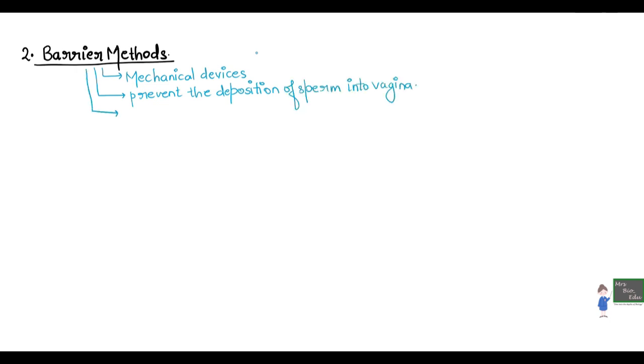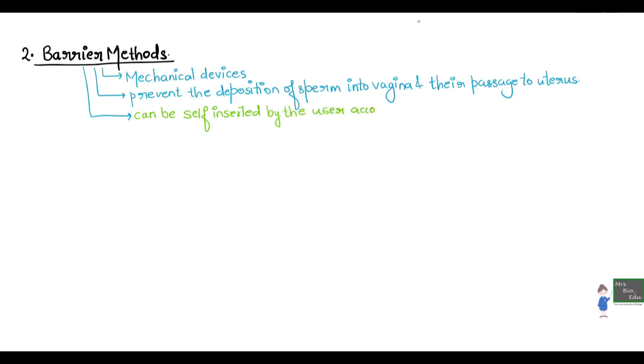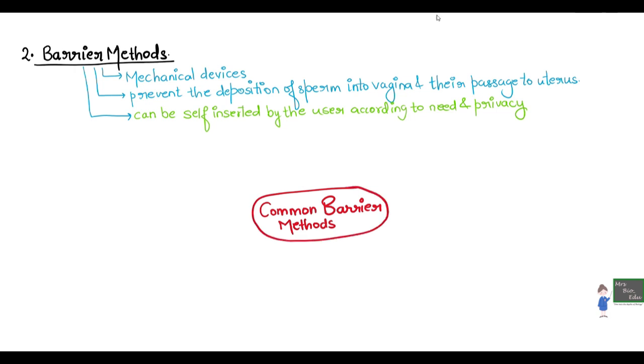And for that, what we do is that we put over a protective cover-like structure, which we say is a mechanical device. And this basically does not let the sperm get deposited into the vagina, because it will be deposited in that barrier. And as a result, there would be no pregnancy, because as soon as the barrier is removed, the ejaculation is also removed, and there is no chance the sperm can go to the uterus. A very good thing about these methods is that they can be self-inserted by the users according to the need and the privacy. There are various types for males and females.